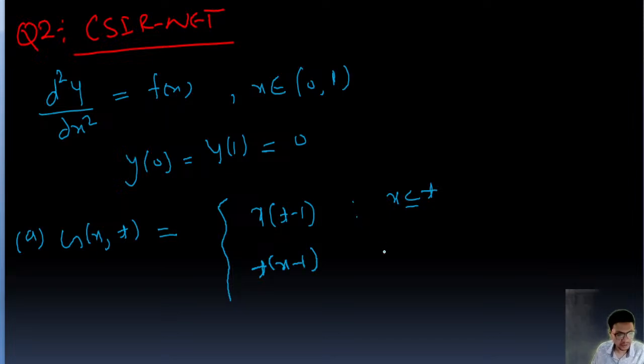Okay, and where x is greater than t. So this is the greater value, this is the lesser value. This is important too because we will use this in the third condition. So this is option A, and option B.